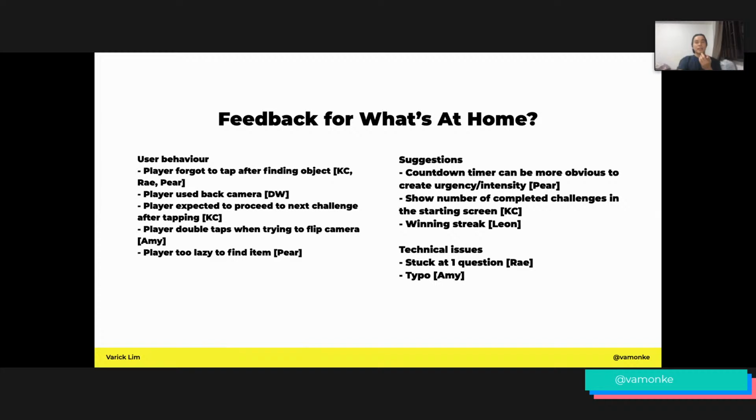So what I have here on the screen is just some of the feedback that I got when I was testing my What's at Home filter. It was super useful because I get to understand better the user behavior. A lot of them gave me suggestions on how to improve the game, and they also told me if there's any technical issue they face. So all these are super useful feedback, and it's not something that you as a developer may have noticed when you test the game yourself.